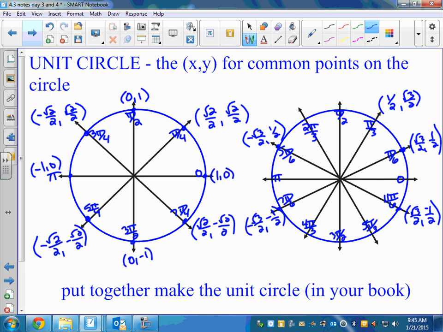All the thirds have the same ordered pair. 1/2, square root of 3 over 2. Just get your signs right. Negative 1/2, square root of 3 over 2. This one is negative 1/2, negative square root of 3 over 2. And this one is 1/2, negative square root of 3 over 2. And if you put this all together on one circle, that makes the unit circle.